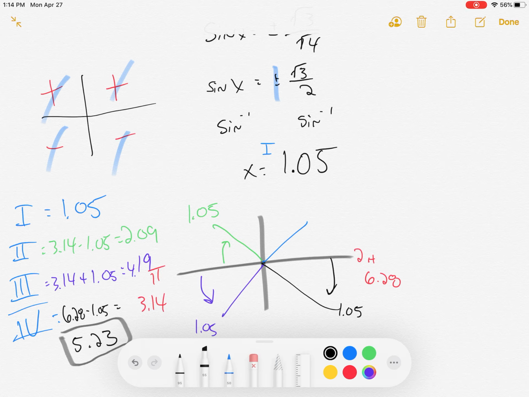So the answers I'm going to highlight in a black box are 1.05, 2.09, 4.19, and 5.23. Those are your 4 answers.